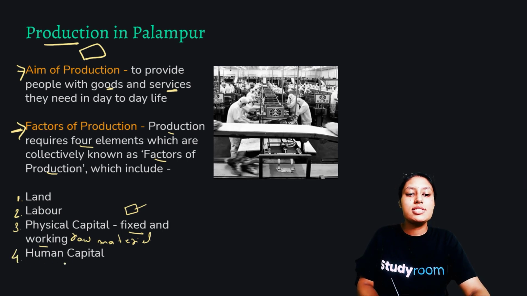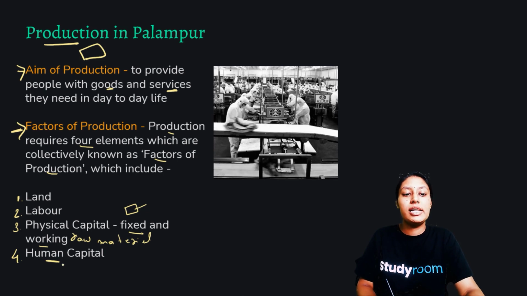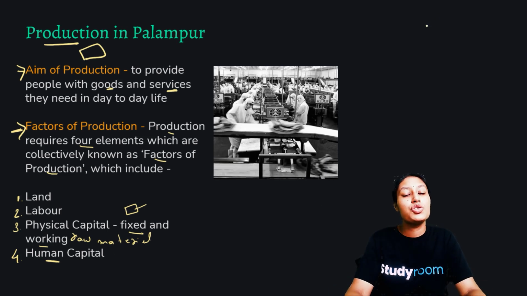And fourth is human capital. Human capital here we refer to as the brain, for managing and making profit or loss, or making a fine quality product. So this is called human capital, where a human brain is required to control all these.